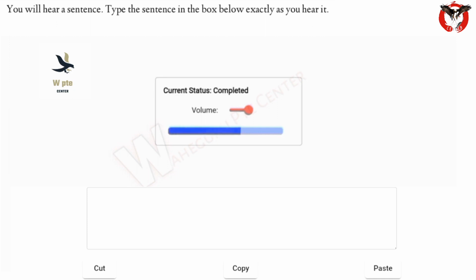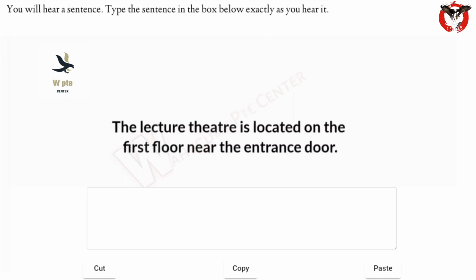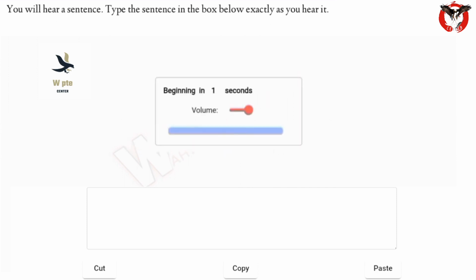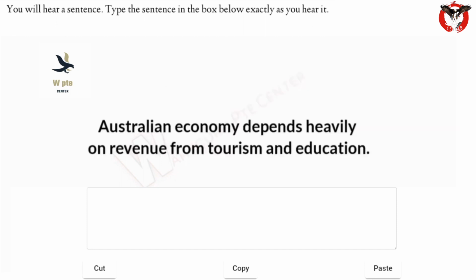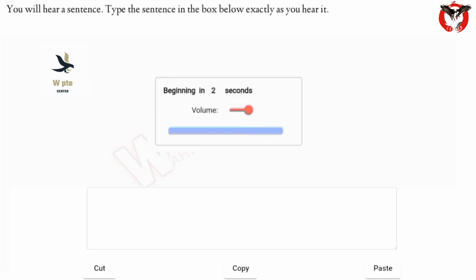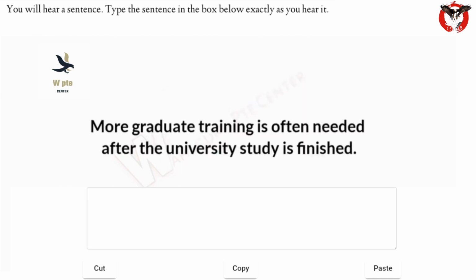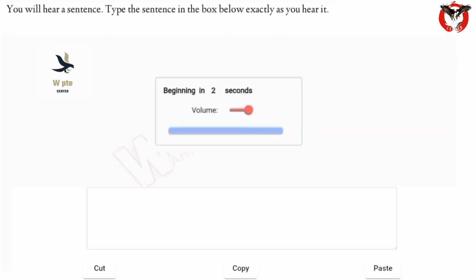The lecture theater is located on the first floor near the entrance door. Australian economy depends heavily on revenue from tourism and education. The person sitting next to me wrote his name at the top of the paper.